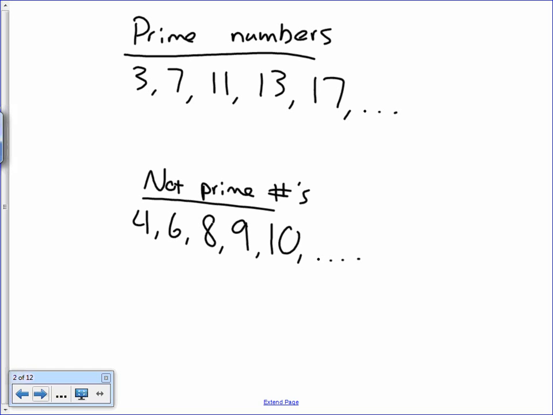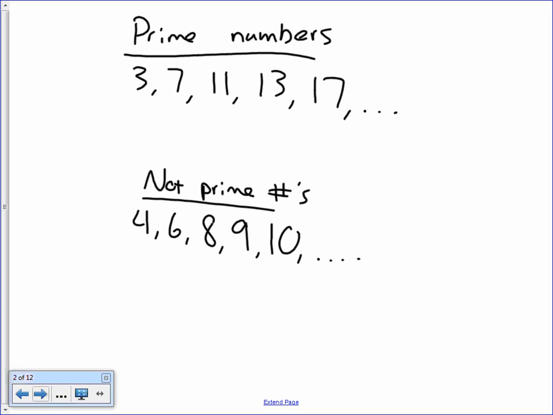So to start off, we're going to talk about prime numbers. Prime numbers, by definition, are only divisible by 1 and itself. If we look at the list of prime numbers here, we have 3, 7, 11, 13, 17. Notice how 3 is only divisible by 1 and 3. 1 times 3 are the only two numbers that give me 3. As with 7, only 1 times 7 gives me 7. So 1 and itself. Same thing with 11, 13, 17, and so on.